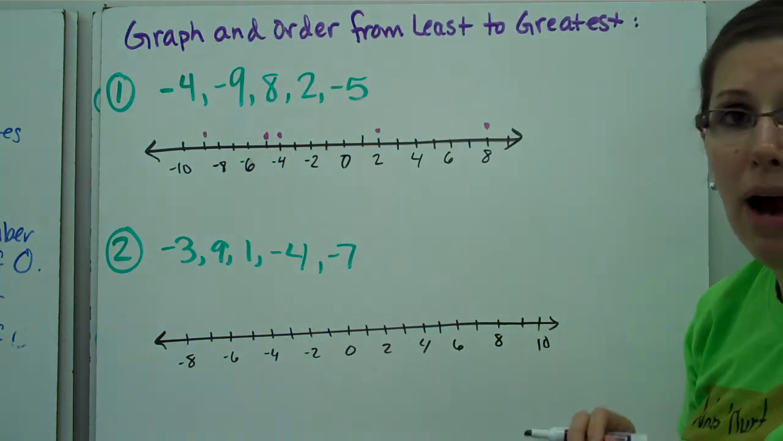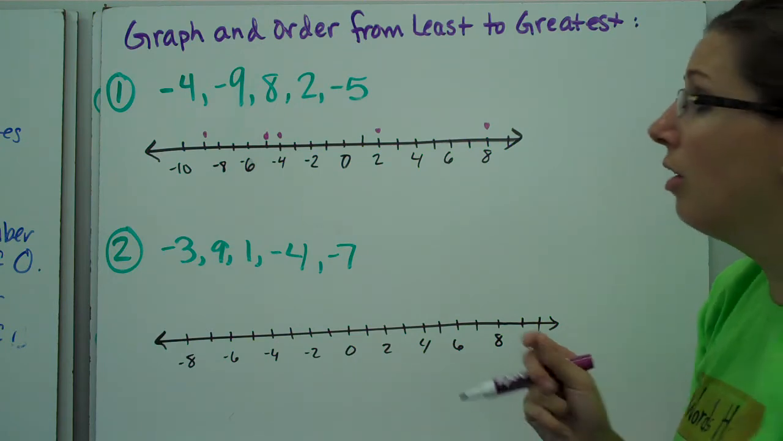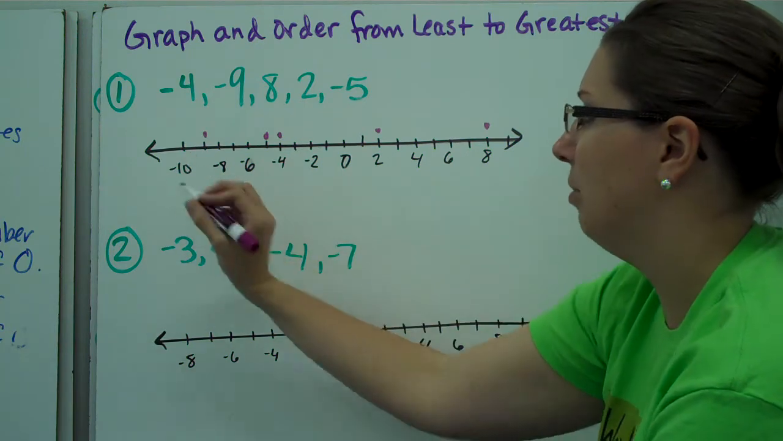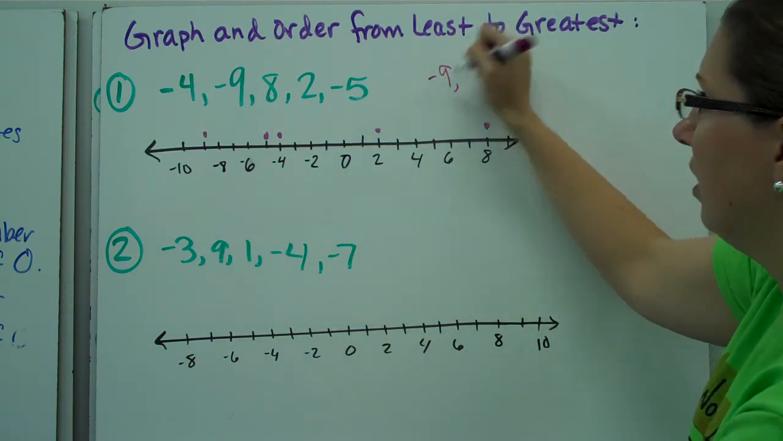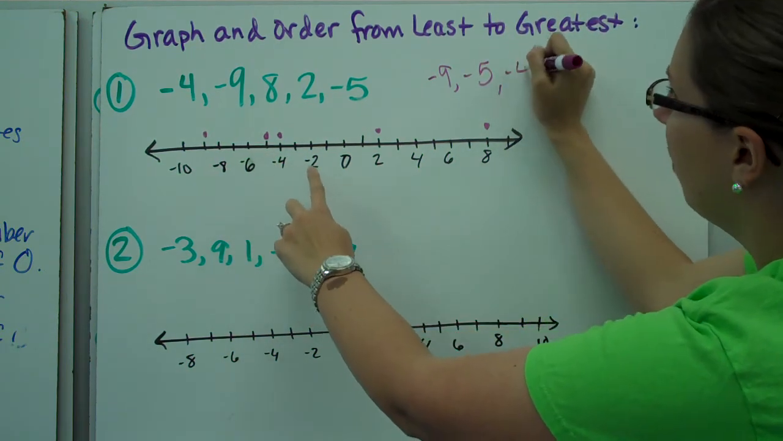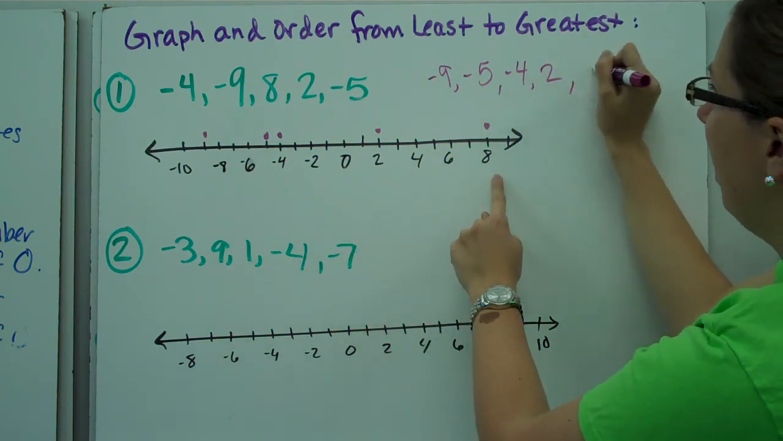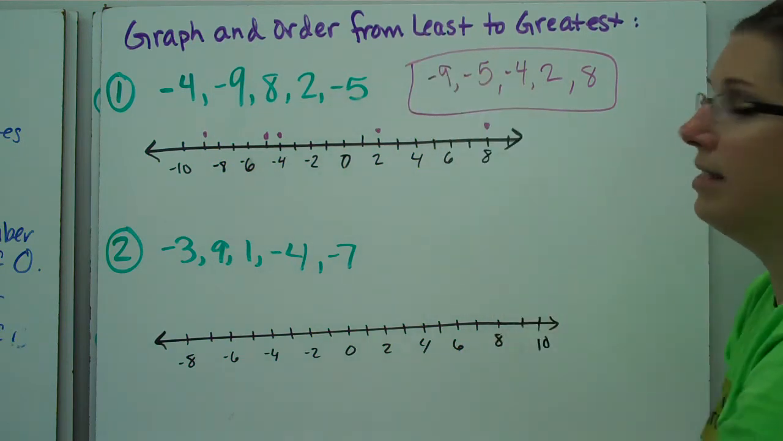And all I'm going to do now is rewrite them in order from least to greatest, like my directions said. Remember, the least is over here on the left side of my number line. So I've got, I'll write it up here, negative 9, comma, negative 5, comma, negative 4, comma, positive 2, and positive 8. So that's my final answer.